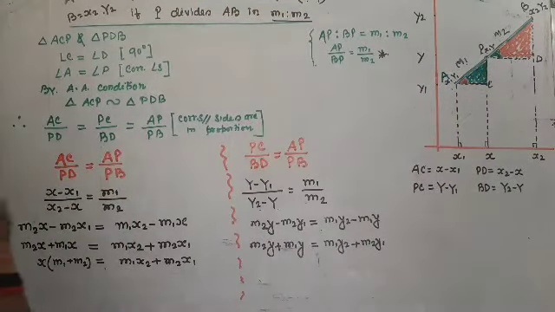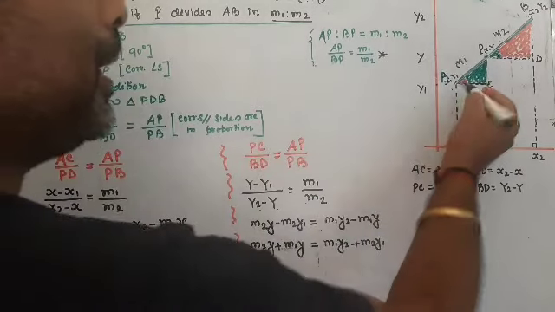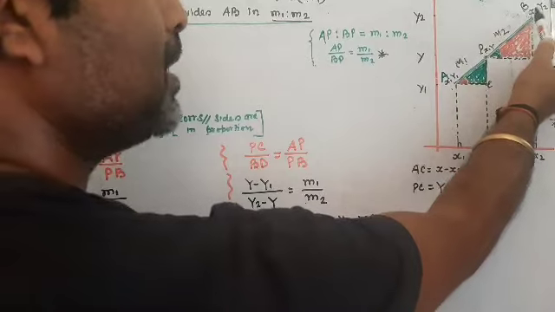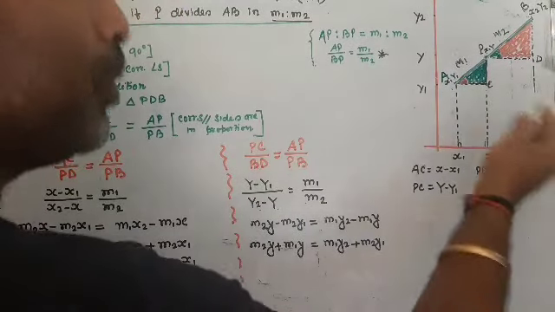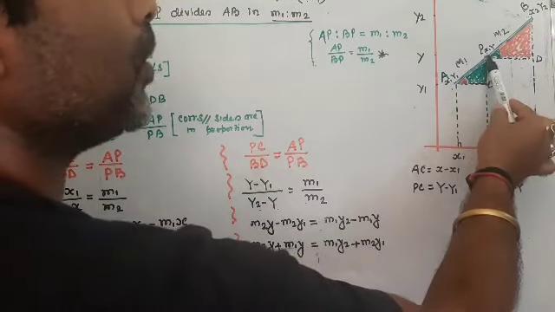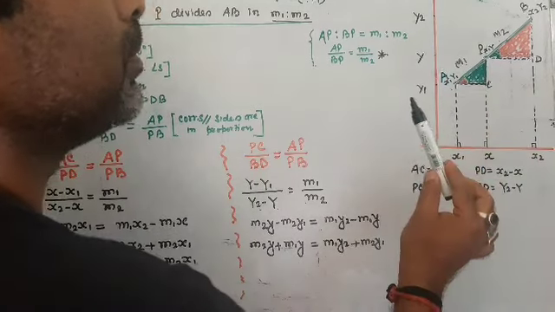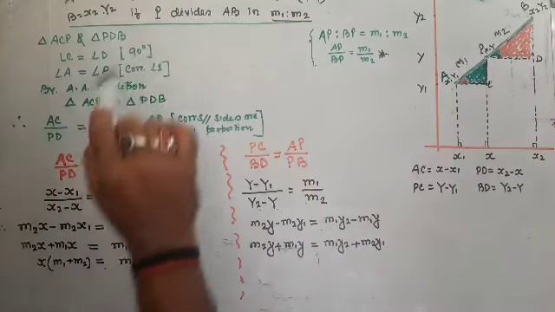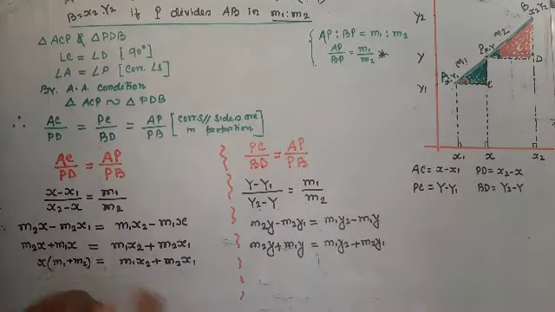You have to find. For this, coordinate of A is given x1 and y1 and coordinate of B is given x2 and y2. You have to find the coordinate of point P, and P divides AB in the ratio M1 and M2. So there is a formula. We first try to derive the formula.